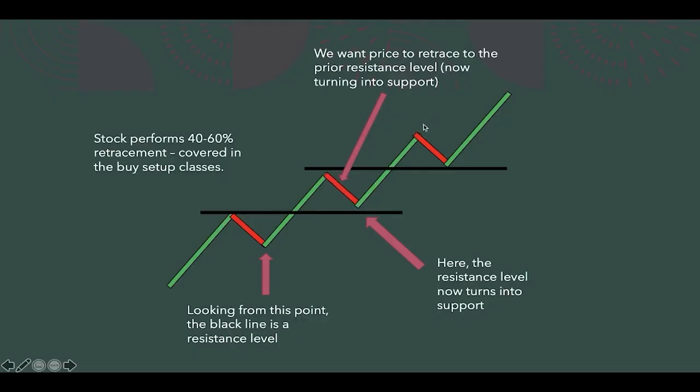Same thing here. We have a rally, right? We have this prior resistance, and we retrace back to that prior resistance, now therefore making it support, and we rally again. So this is something we want to see during uptrends, right? We want to see retracements that retrace to the prior resistance, okay?